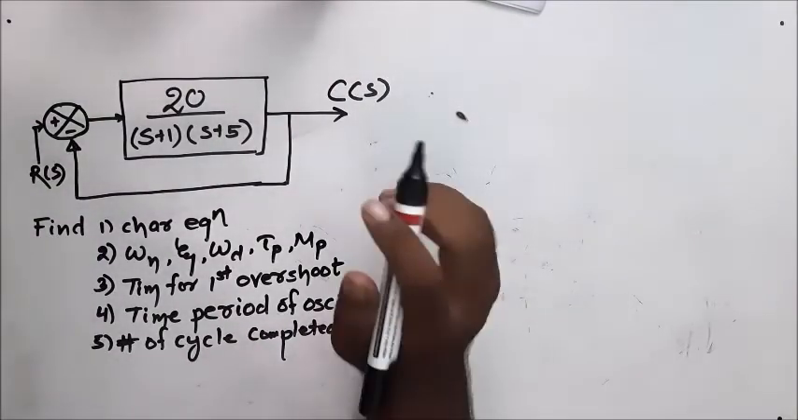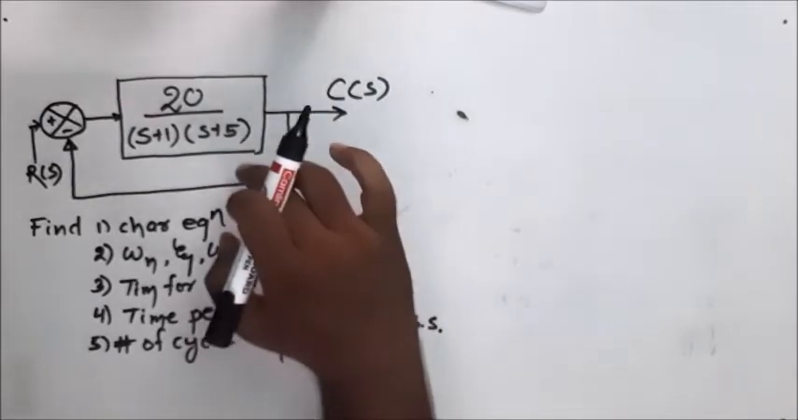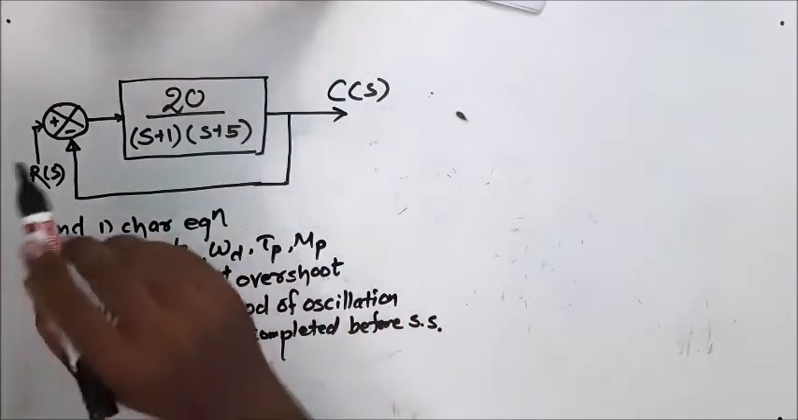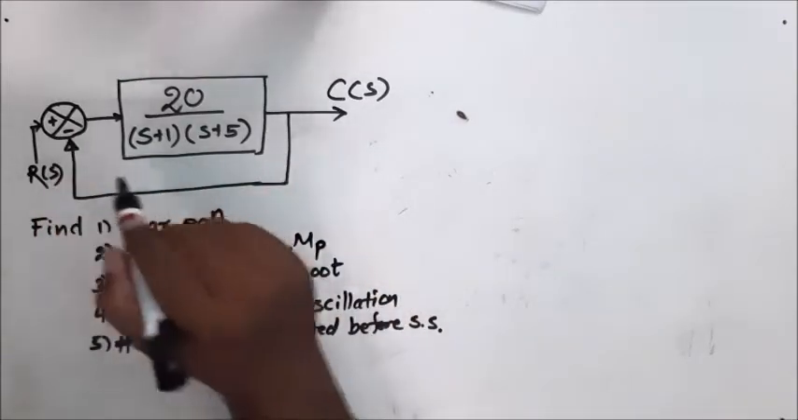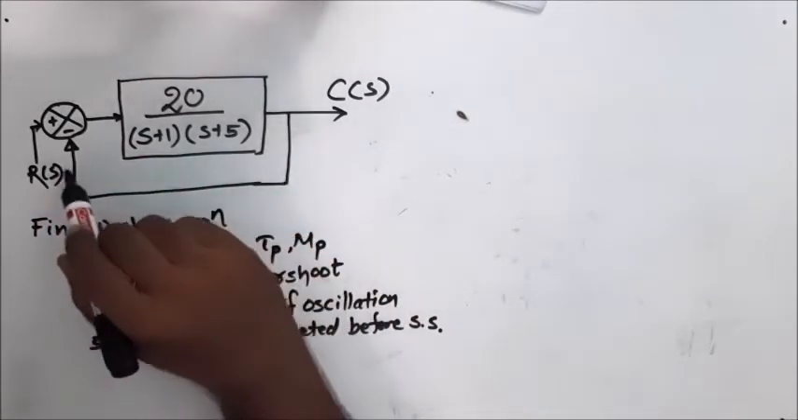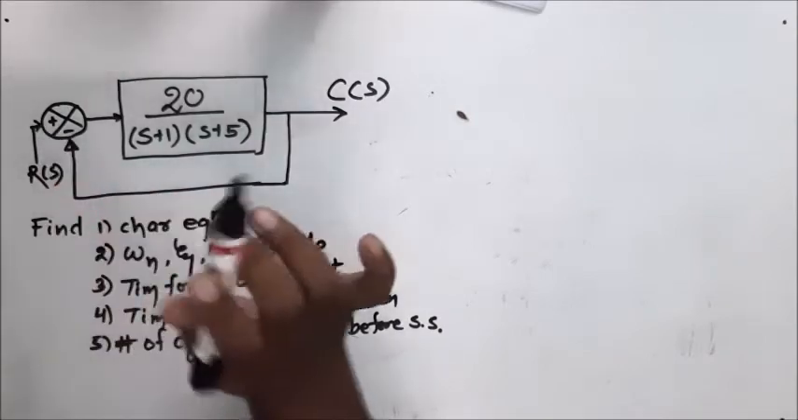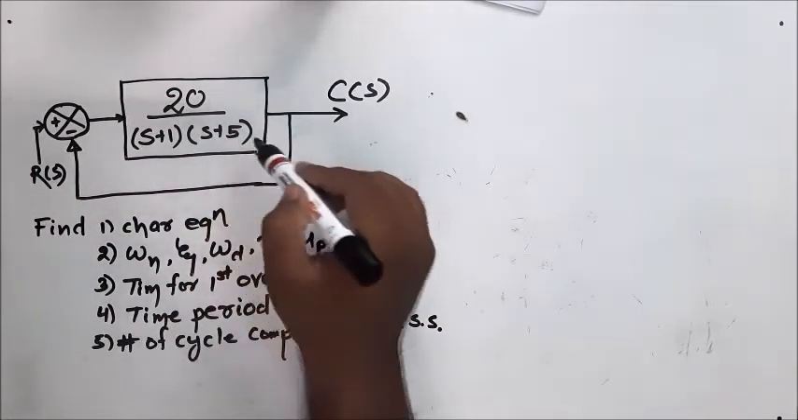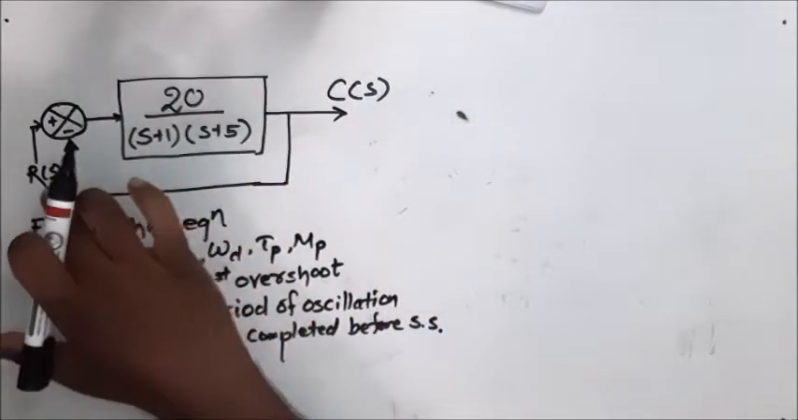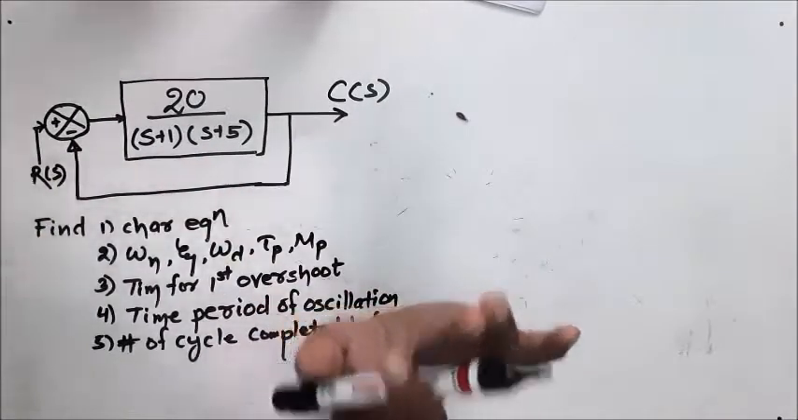So as you know, the question given here is a block diagram. Obviously, it is a unity negative feedback, so H of s is equal to 1. There is a negative sign here, so negative feedback. The open loop transfer function is 20 divided by (s plus 1)(s plus 5). And R of s is given here, C of s is given here.